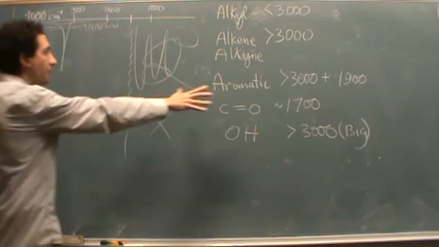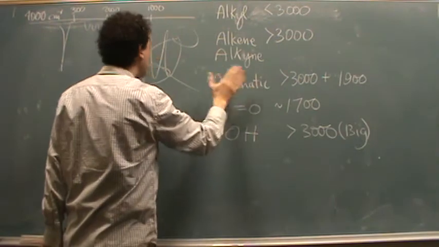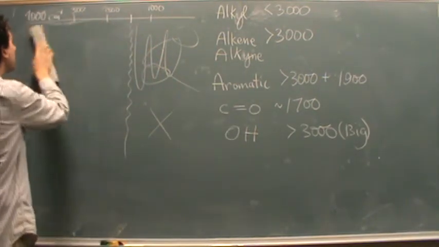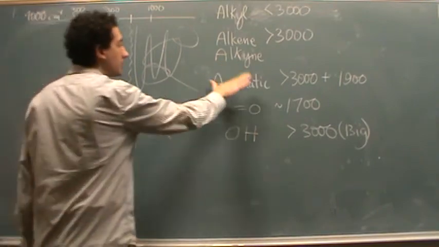And so far, all I've got is the 3000 mark, and then I have this thing with the aromatic and these rolling hills right there, which are the overtones. So far we're up to here.